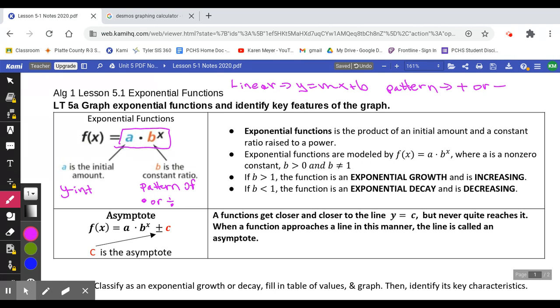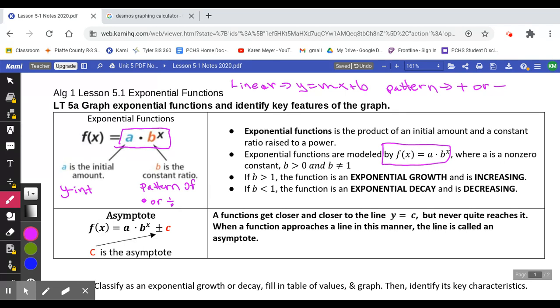So now off to the side, we have a box that has a whole bunch of fun information in it. So let's look at this. The definition for an exponential function says you have an initial amount and a constant ratio to a power. And really not anything you have to worry about there. The next bullet, once again, tells me the formula: f of x equals a times b raised to the power of x.